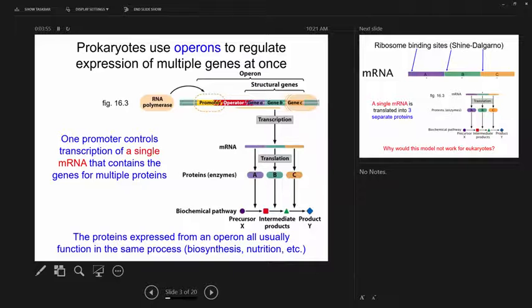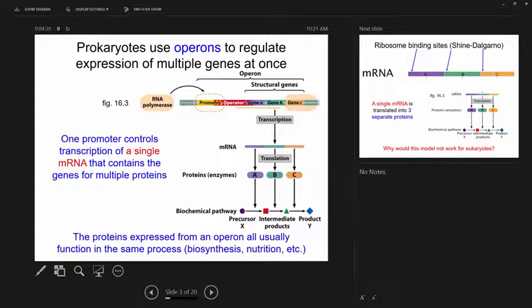Something additional that I haven't talked about before is that many prokaryotes use what are called operons. An operon is one transcription unit that contains multiple genes. In this case, it's 3 different genes. And because one promoter controls 3 different genes, you can turn on the proteins for all 3 of these genes by turning on just one promoter, or one switch.